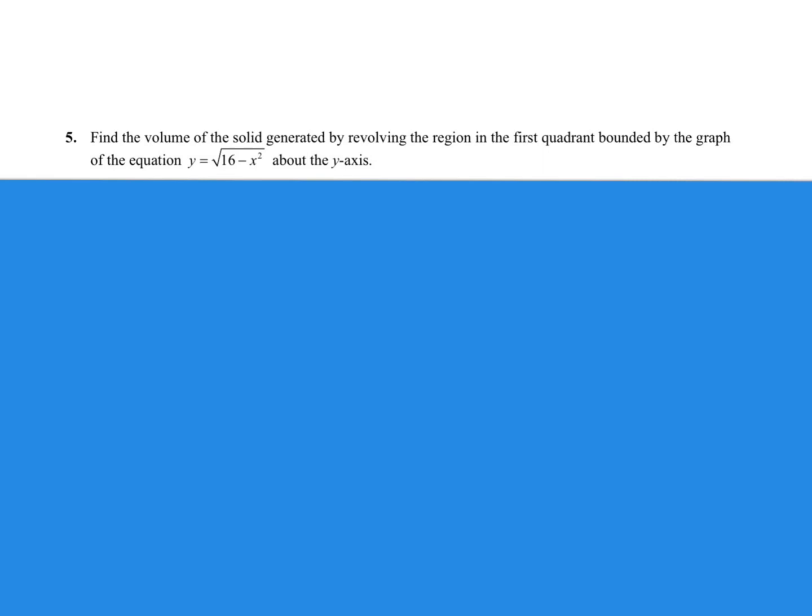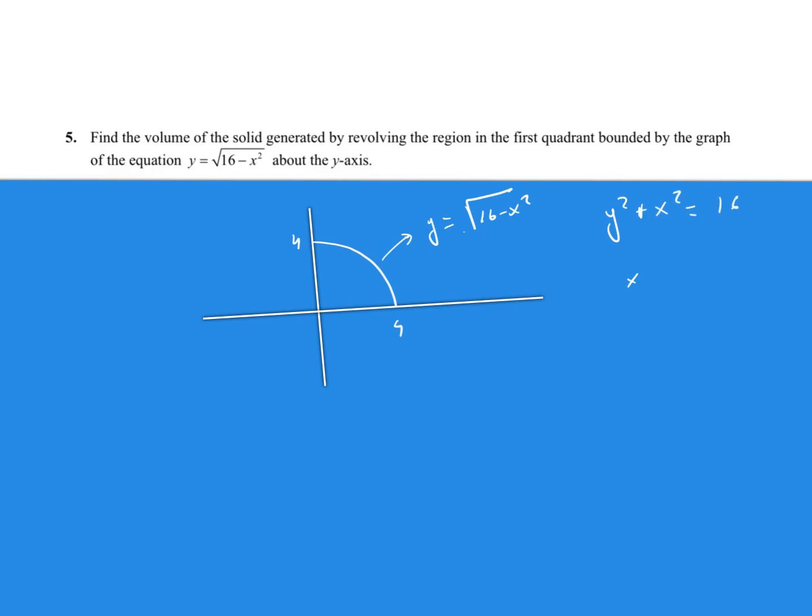Now, this problem says find the volume of the solid generated by revolving the region in the first quadrant bounded by the graph of the equation y equal square root of 16 minus x squared. This looks like a circle, in the first quadrant. The radius is 4, and this is the graph of y equal square root of 16 minus x squared, or y squared plus x squared equals 16. The x of y that I will need will be the square root of 16 minus y squared, and this is the x positive.